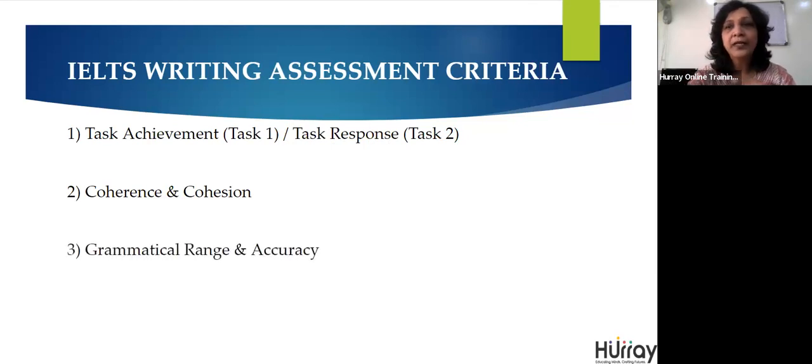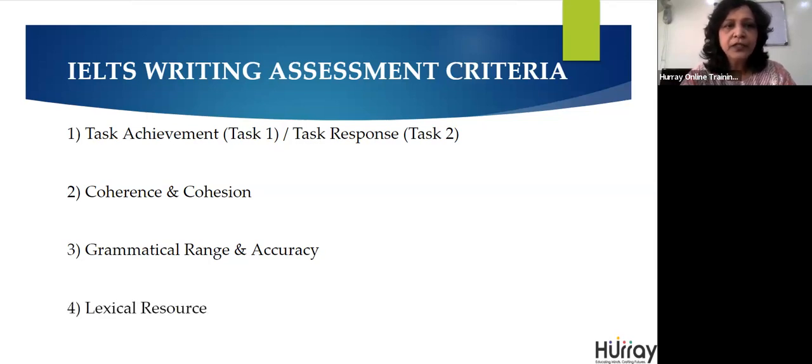The third point is grammatical range and accuracy. This criterion includes all grammar topics like article usage, subject-verb agreement, tenses, active voice, passive voice, and the range of using different kinds of sentences like simple sentences, compound sentences, and complex sentences.